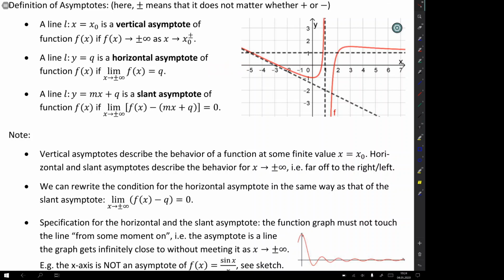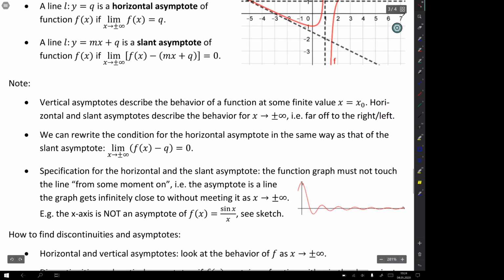By the way, we can also rewrite this condition for the horizontal asymptote that we said: the limit of f of x for x going to infinity is equal to some value q. We can just say the condition is the limit of f of x minus q is 0, and now we have actually the very same structure as we have for the slant asymptote, just in the sense we take the difference between the graph and the asymptote, and in this case, the horizontal asymptote is just one value q.